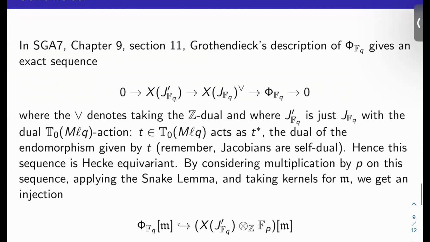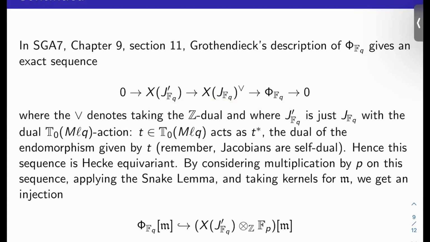What I mean by that is if you take T in T0 of MLQ, just have it act as T star, the dual of the endomorphism given by T. And the reason this actually makes sense is we're acting on Jacobians here, and one of the big things about Jacobians is that they're self-dual. So this actually makes sense in the first place. In particular, this sequence here is Hecke equivariant.